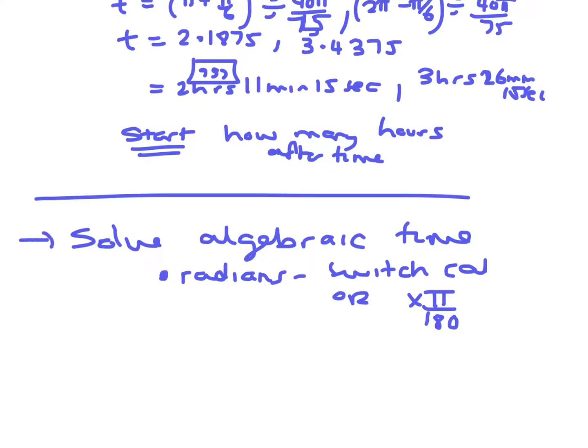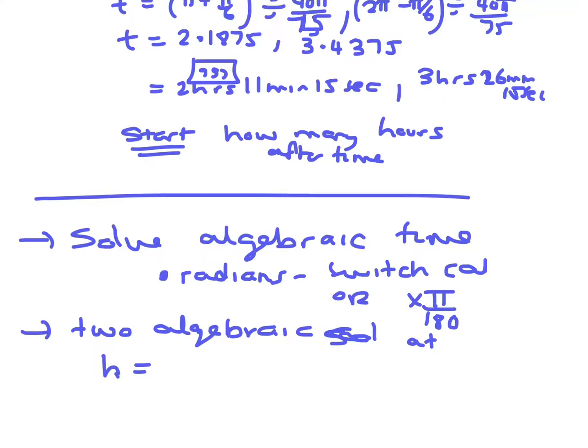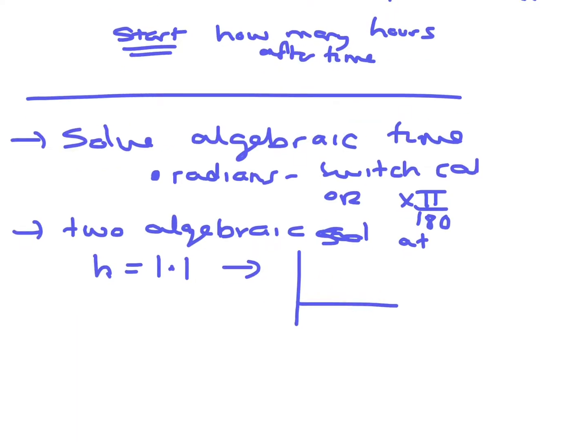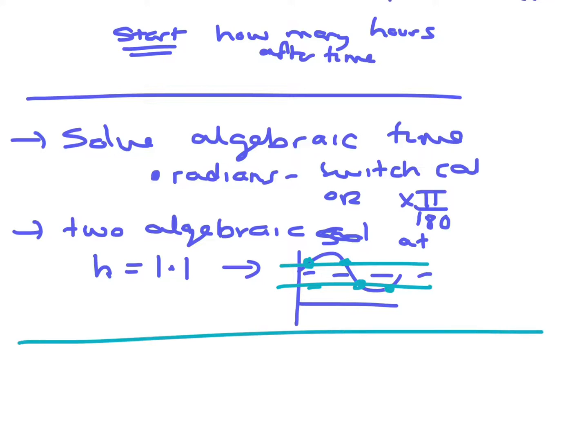Okay, and then when you solve algebraically, the two algebraic solutions, let's just say it's for the height being a particular thing, whatever it is, like 1.1 for example. Whatever graph you've got, it wouldn't matter, I might just put it oscillating up there. Then the two algebraic solutions, whatever you get at a particular height, will be the same as the points of intersection.